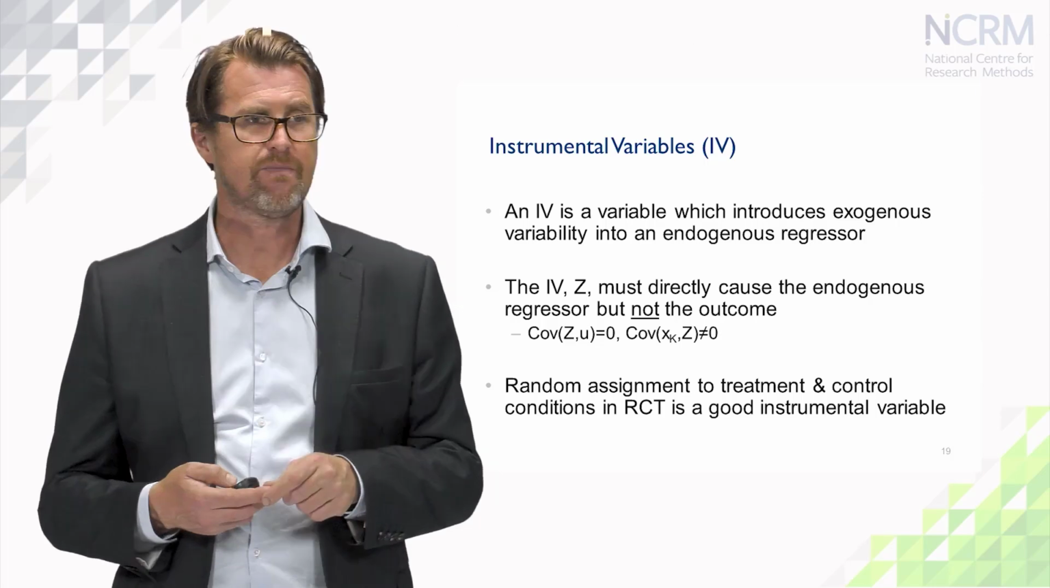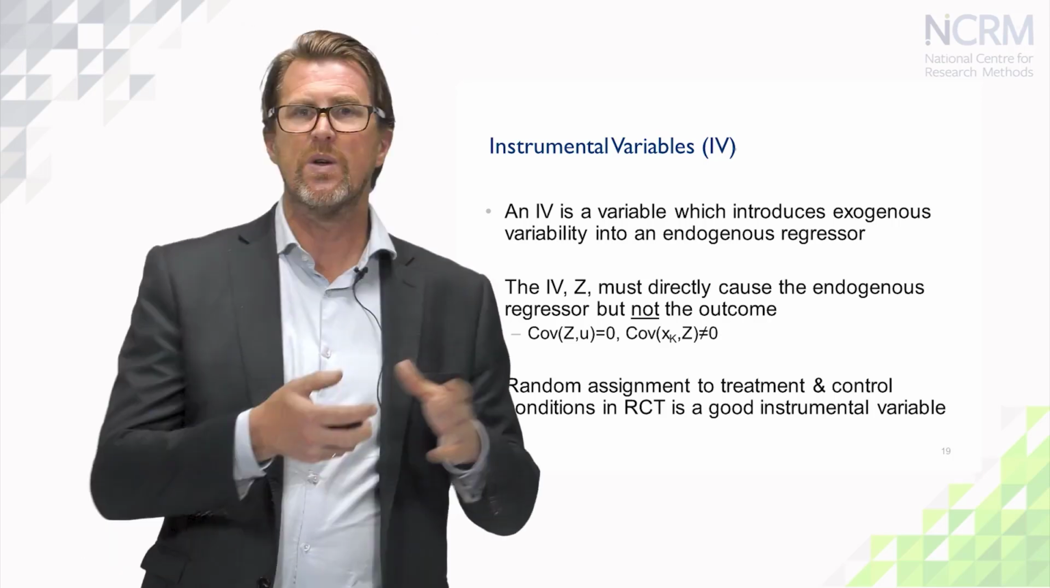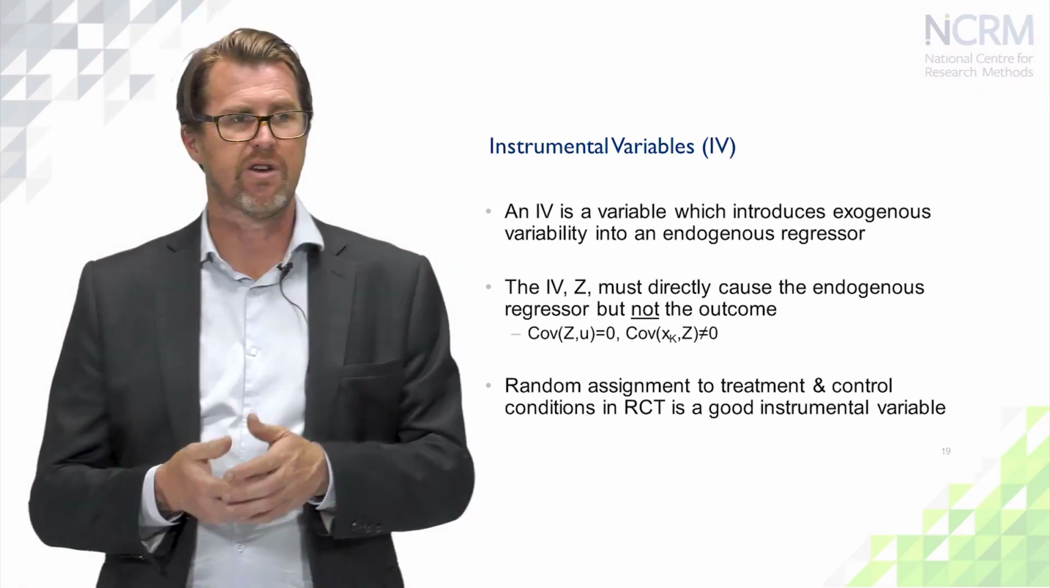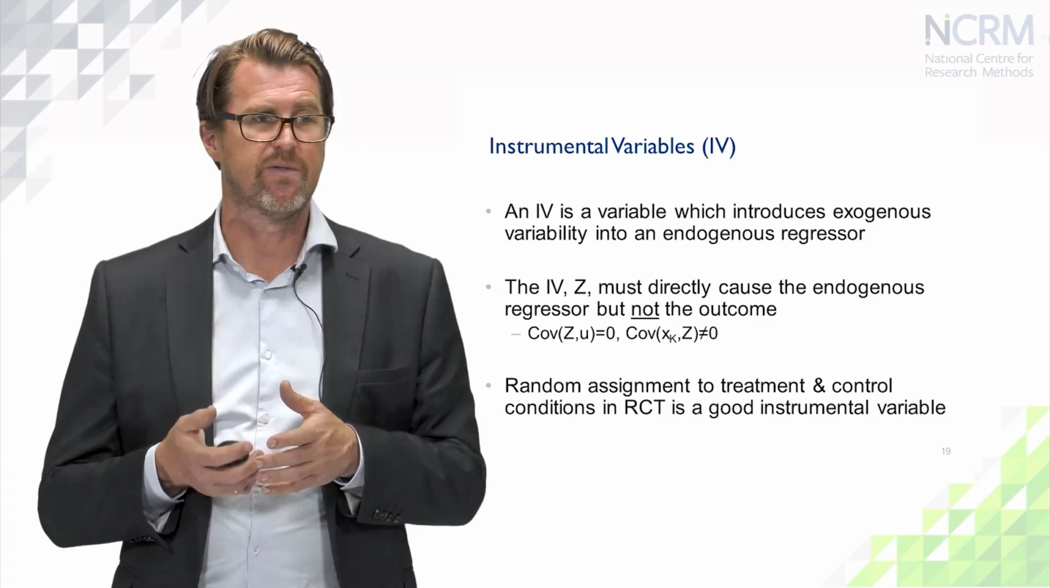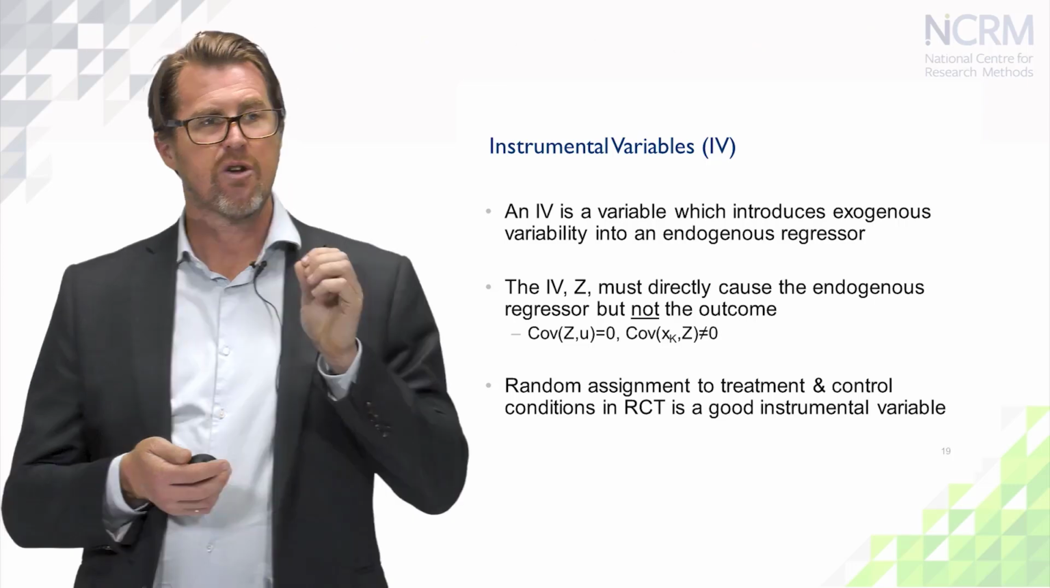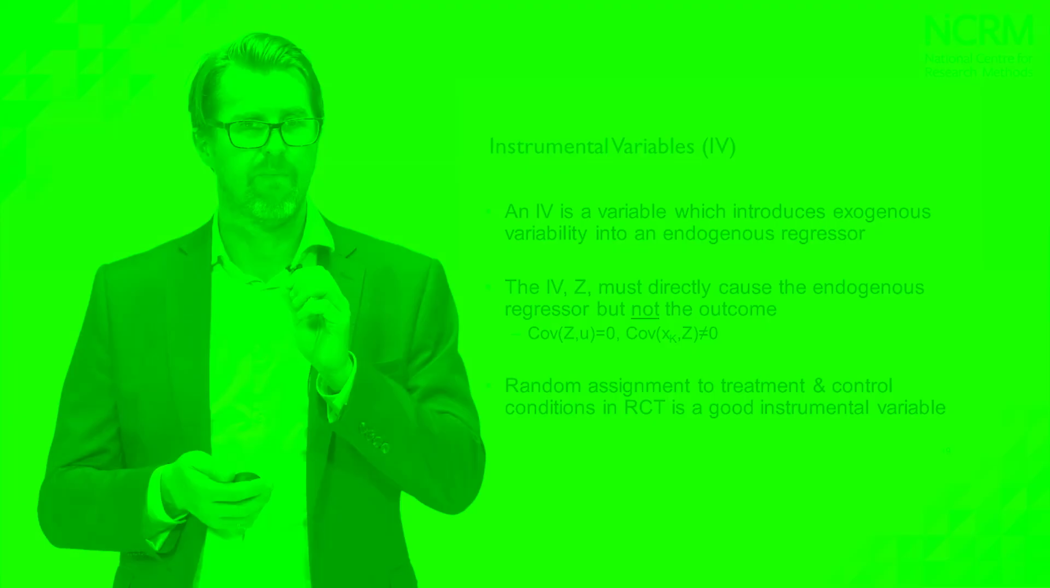So an instrumental variable is a variable that's going to deal with this endogenous regressor problem, and it does this by introducing exogenous variability into the endogenous regressor. And to have the properties of an instrumental variable, which we'll refer to as Z, our instrumental variable will be Z in this context, the instrument must cause the endogenous regressor, but not cause the outcome.